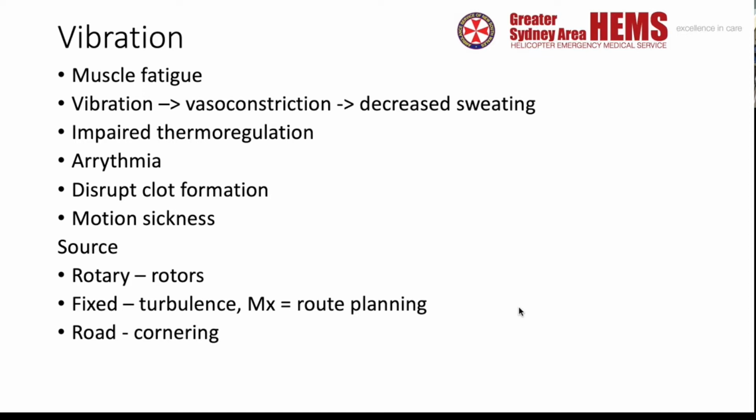It sounds obvious, but in a rotary wing aircraft, the rotors themselves are the source of the vibration, whereas in a fixed wing aircraft, it's turbulence that is the source of the vibration. And so obviously that could be managed with route planning, whereas the vibration of the rotors is inherent to that individual aircraft, and it has factors built into the aircraft that minimize that, but it isn't something that we can do on a day-to-day basis. And then in terms of a road move, your vibration is more extreme when cornering. So again, if you can take a highway rather than winding side roads, then great.